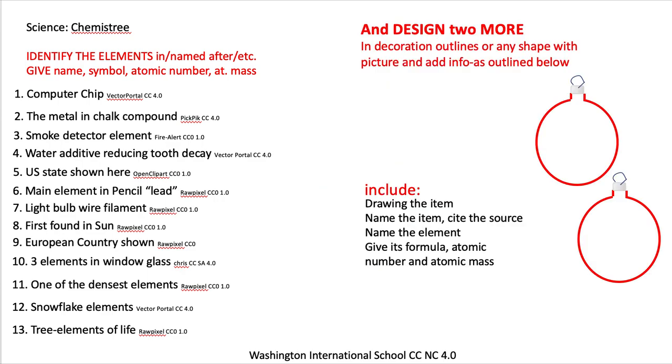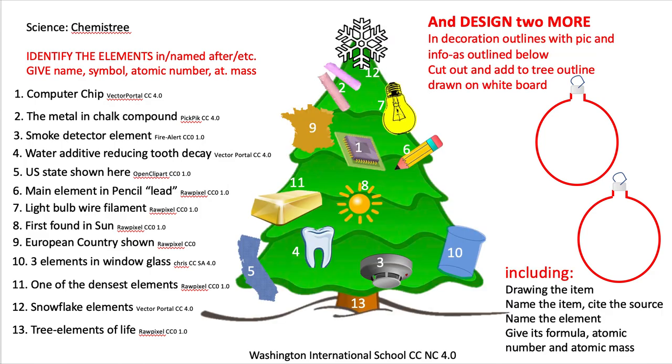And as an additional activity, you can design two more, or if you're doing it in groups, each person designs one. It doesn't have to be an ornament shape, it can be any, but draw the item, cite the source, name the element and the item that it's representing, give its formula, atomic number, and atomic mass. And a summary of all of those activities there.